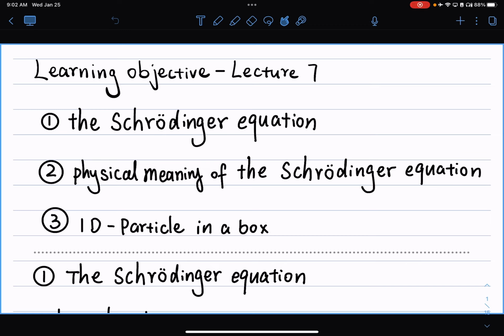Okay, do we have any administrative question before we start? Okay, right. So let's get started with the Schrödinger equation.